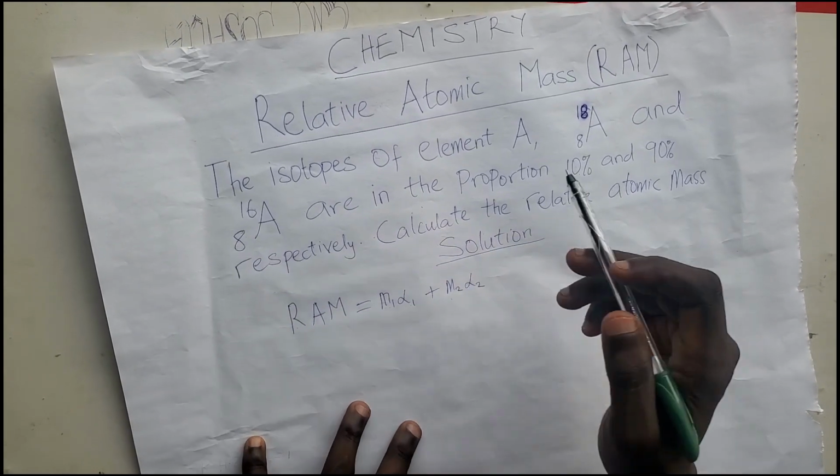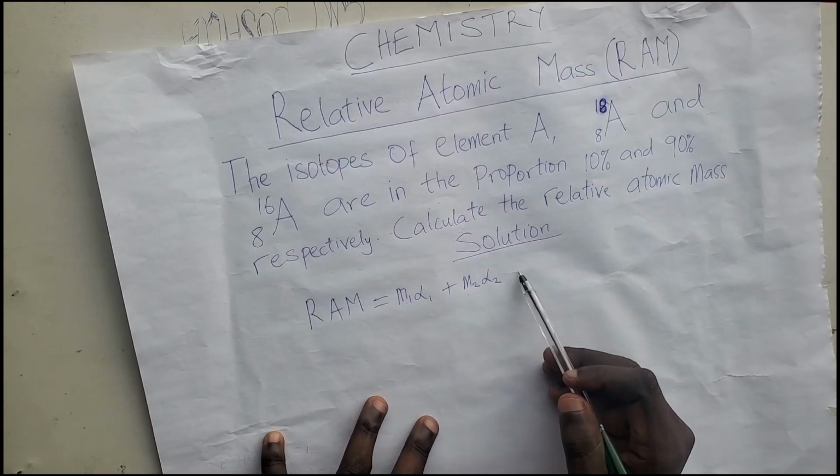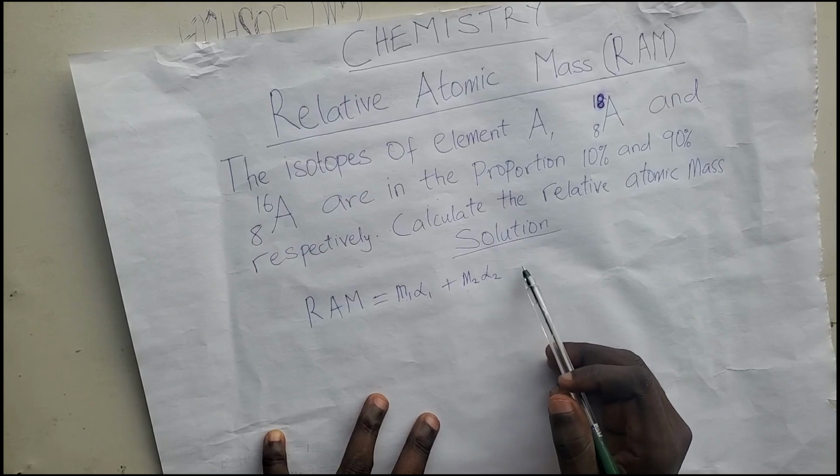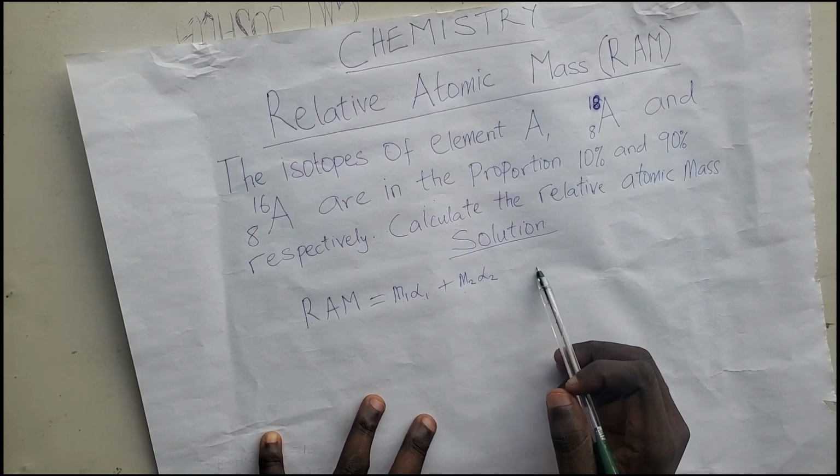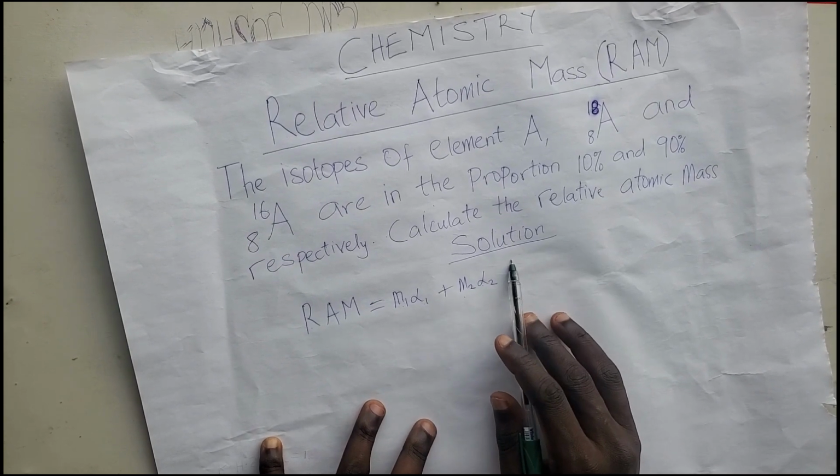Okay, so what if it occurs in three or more forms? In our formula, we need to increase what? We need to add m3 alpha 3 to the formula, and so on.